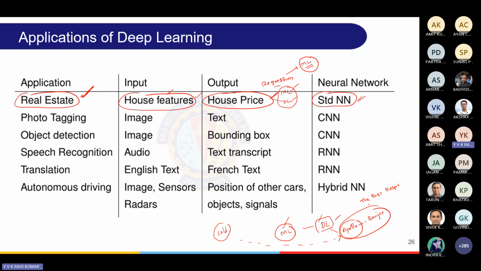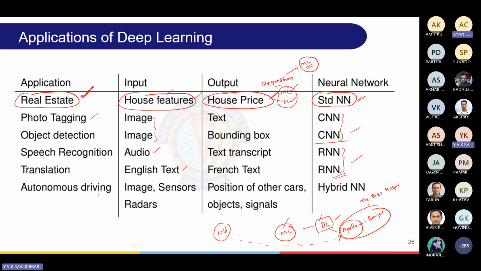Some applications like photo tagging, anything that works with images, either photo tagging, object detection, object classification, generally use CNN. The other things: speech recognition, that is audio, and translation. What is the unique feature of these? They are sequential data. Audio, speech, if you want to convert it into text, sequential models are required. These are some examples where we use RNN architectures.